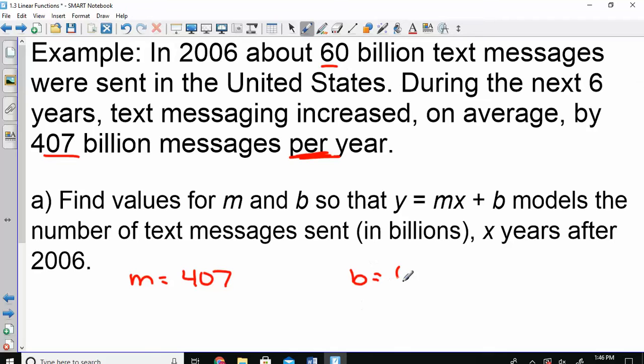Alright, so my equation is y equals 407x plus 60. We can do that. That's all we did on part A.